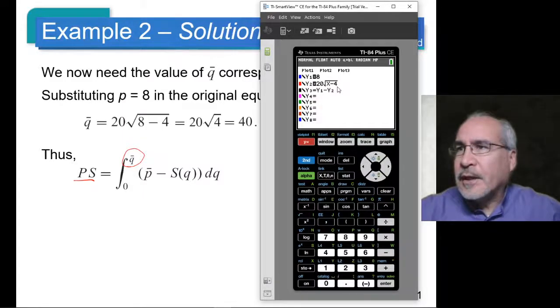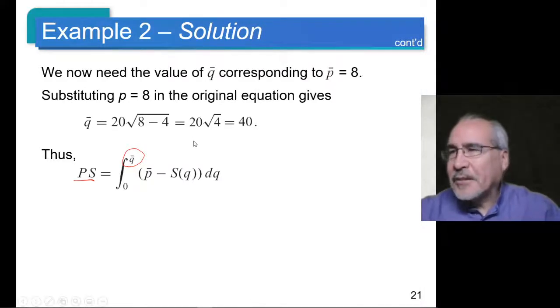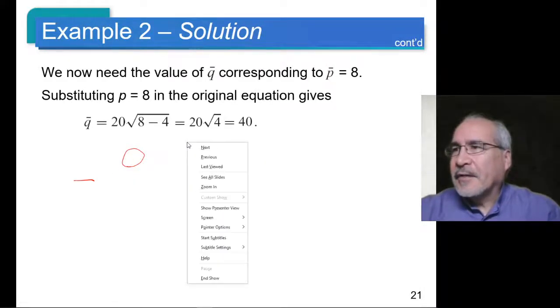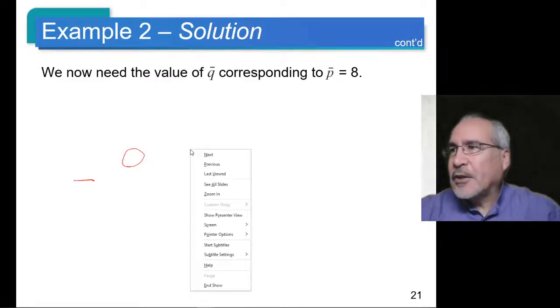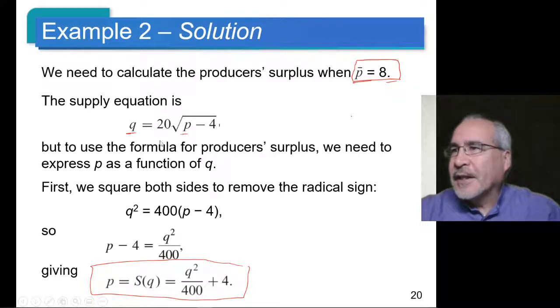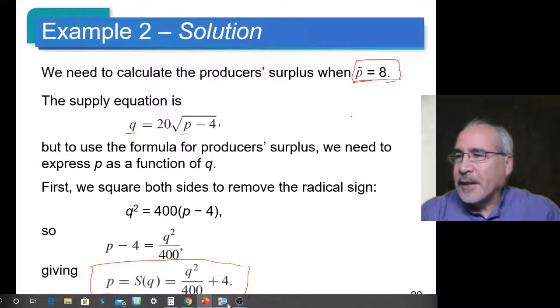x minus 4, right? This is the function p minus 4. Oh, that's right. I have to go back. That's the problem. We're not graphing q, we are graphing this function here, q squared over 400 plus 4. All right, so you won't make this mistake because p is our y value. We want q here, q squared. Okay.